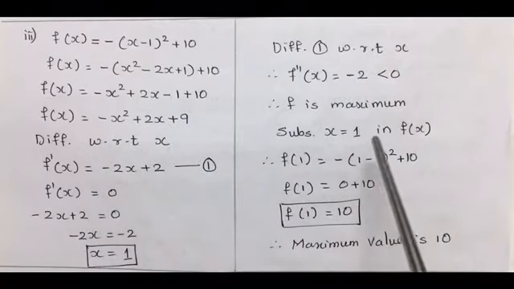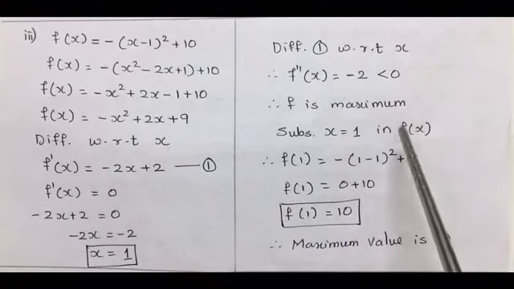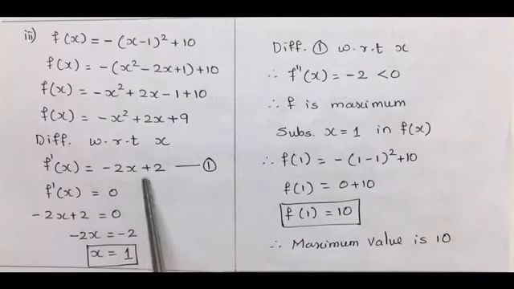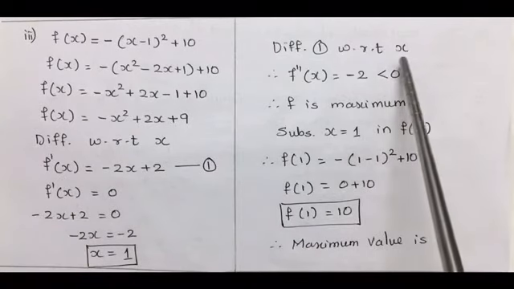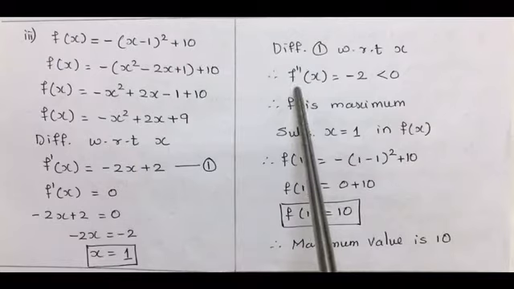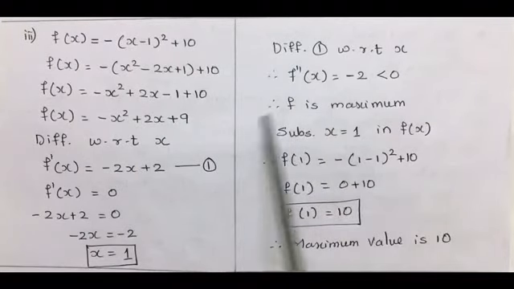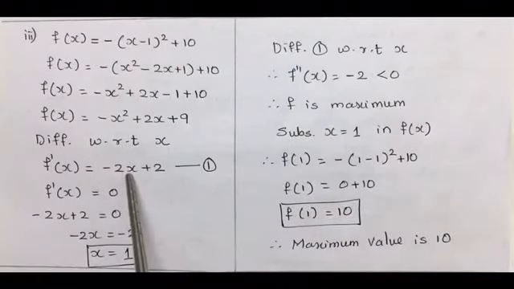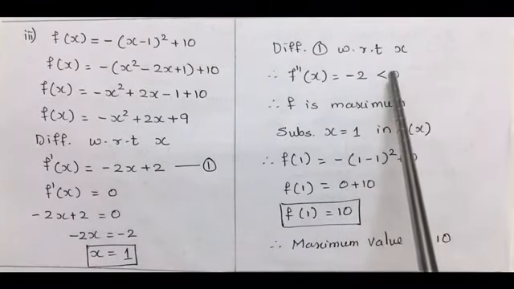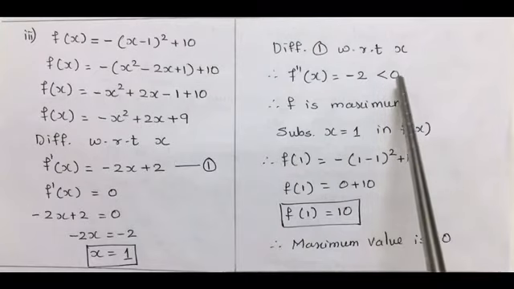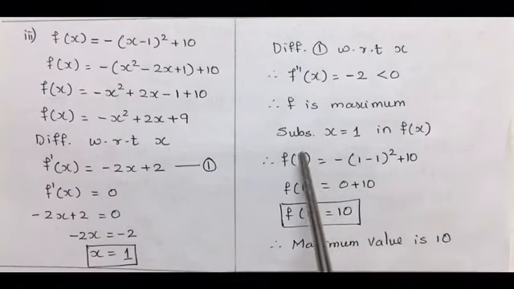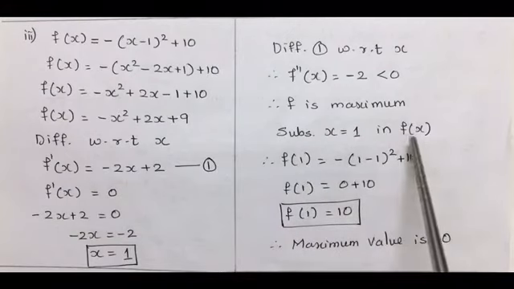Now to find out whether it is maximum or minimum, again we will differentiate the first derivative, that is f dash, with respect to x to find the second derivative. So f double dash x is equal to, derivative of x becomes 1, so it remains only minus 2. Now as minus 2 is less than 0, f is maximum.